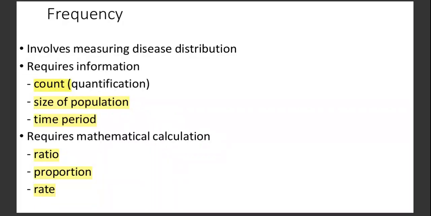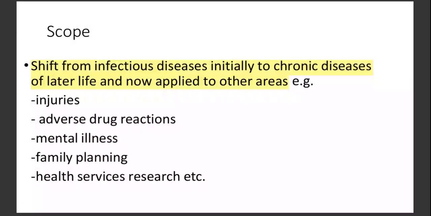Frequency involves measuring this disease distribution, how frequently the disease is happening, and requires information, for example, the count, the size of the population, and the time period for you to tell how often this disease is happening. It requires mathematical calculations of what we call the ratio, the proportion, and the rate. We'll discuss these in biostatistics more. Okay.